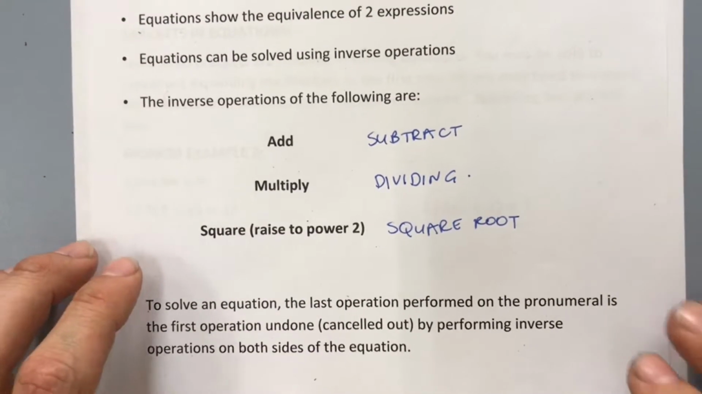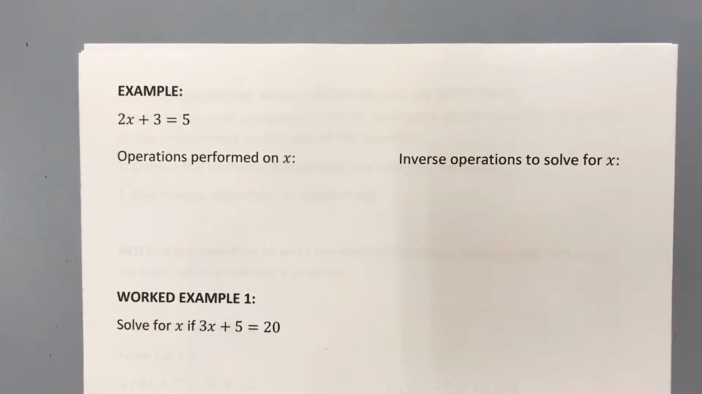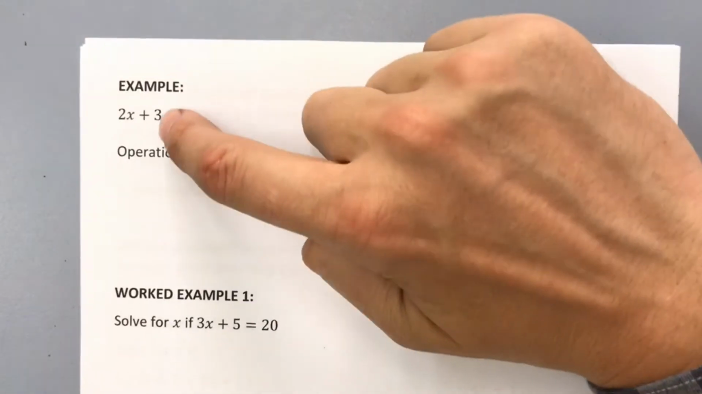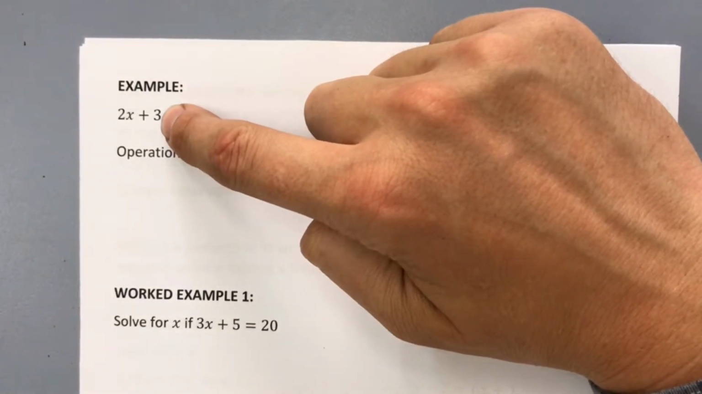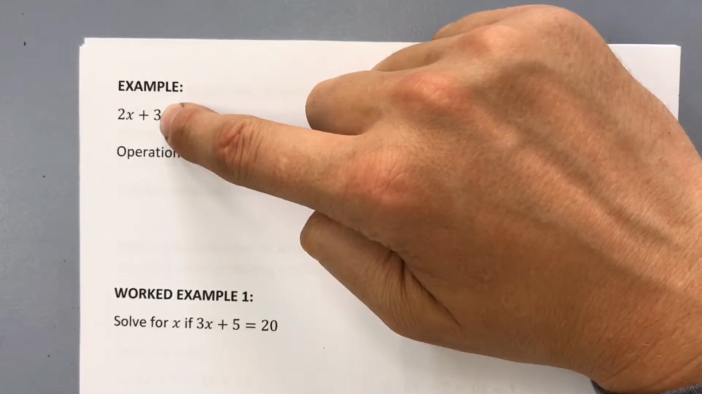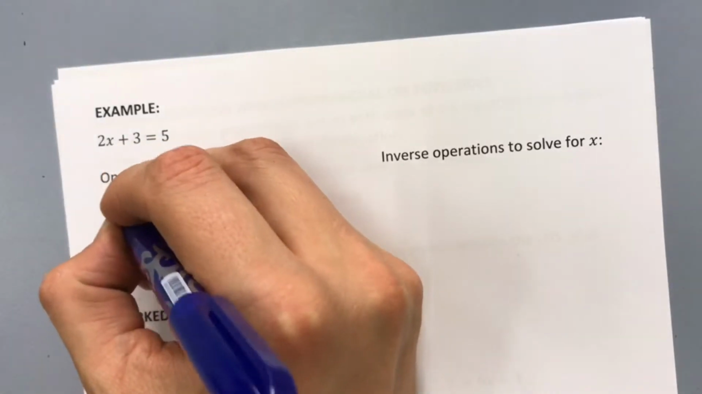So first of all, what we're going to have a quick look at doing is looking at this particular expression here, 2x plus 3. What are the operations that are being performed on your x here? What can we see happening to it? Ignore the equals 5. Multiply. We're multiplying by 2 and adding 3. So we're going to multiply by 2.